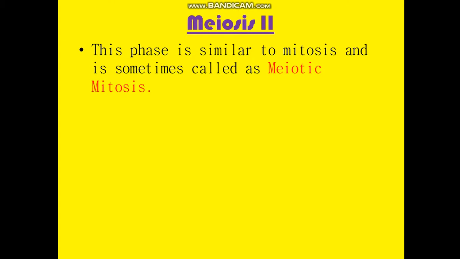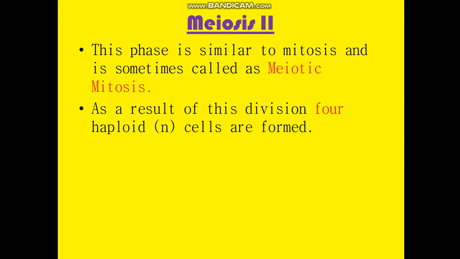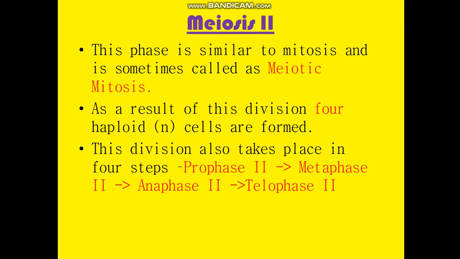Meiosis 2 is similar to mitosis and is sometimes called meiotic mitosis because it is the mitosis which is actually the second step of meiosis. Clear? Then as a result of this division, 4 haploid cells are formed. This you all know. This division also takes place in 4 steps. Same PMAT: prophase, metaphase, anaphase, telophase. But here we are mentioning a 2 there, that is prophase 2, metaphase 2, anaphase 2 and telophase 2, followed by cytokinesis. Clear? So this will be similar to mitosis.